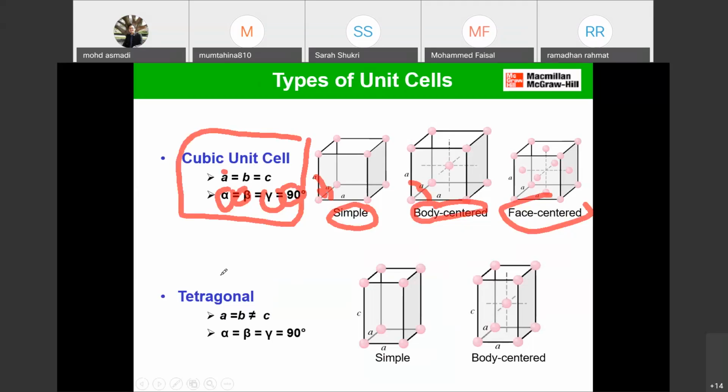For tetragonal, actually the length, or the height c, is different, but the angles should be similar, 90 degrees. Only the height is different. This one is tetragonal.